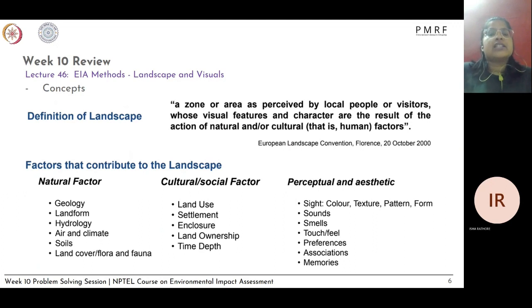And then cultural and social factors include land use, settlements, enclosure, land ownership, time depth. So these are factors which determine the evolution of the landscape over a period of time. And then perceptual and aesthetic factors include sight, the color, textures, pattern, form, the sounds in that landscape, smells, touch or feel, preferences, associations, and memories associated with a particular landscape. So those are perception and aesthetics, and these can be different for different people and how they perceive the landscape. So these are the three categories of factors which contribute to the landscape.